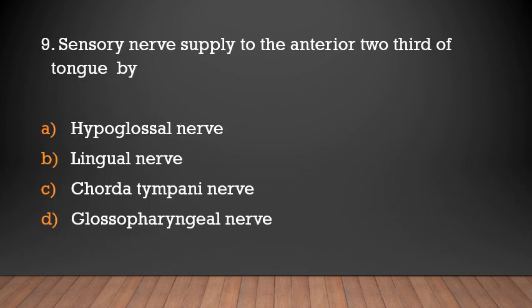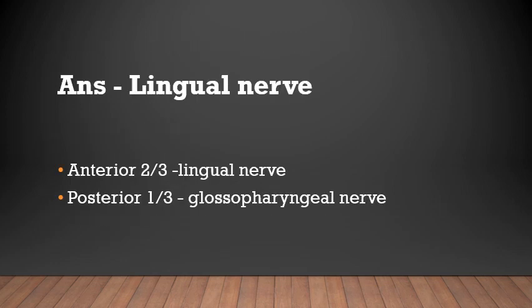Sensory nerve supplied to the anterior two-third of tongue by hypoglossal nerve, lingual nerve, chorda tympani nerve, glossopharyngeal nerve. Lingual nerve. Sensory nerve supplied to anterior two-third of tongue is lingual nerve and posterior one-third by glossopharyngeal nerve.